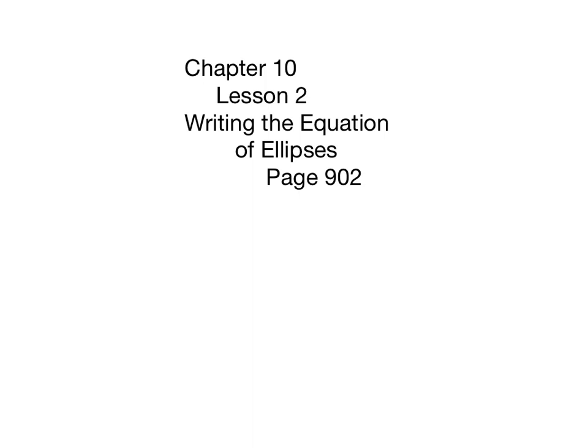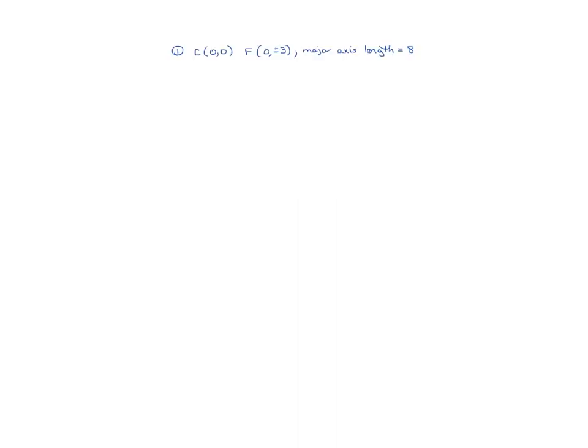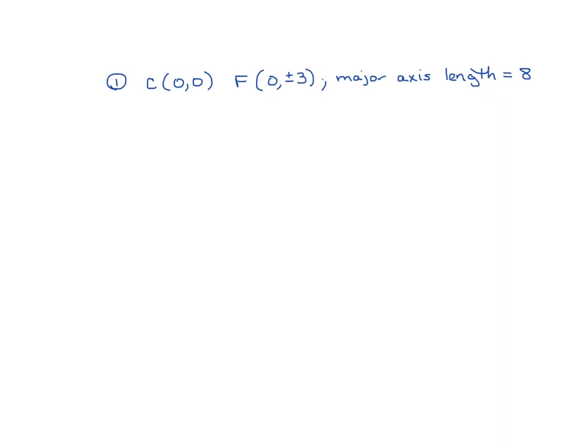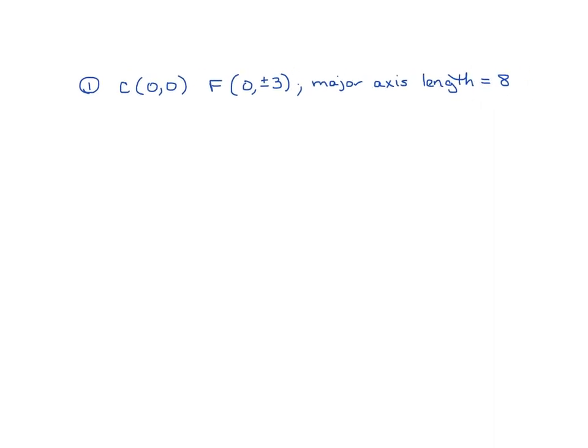This lesson is going to cover writing equations of the ellipses. So this is chapter 10, lesson 2, and it's day 2. So we're going to be given some information, and in this problem we're given the center point, the focus points, because notice it's plus and minus 3, and then the major axis length.